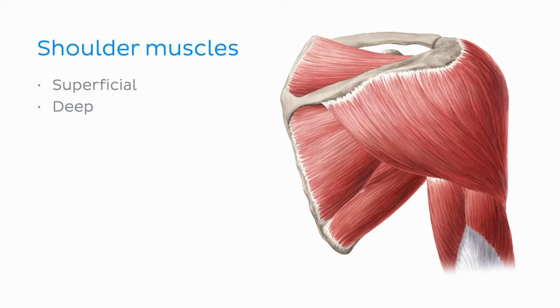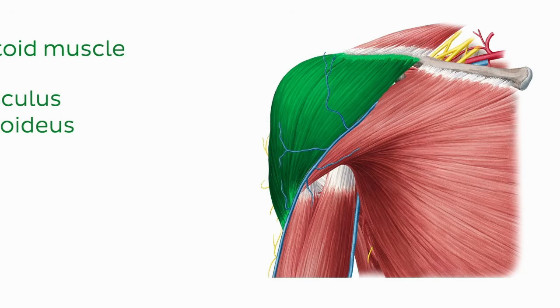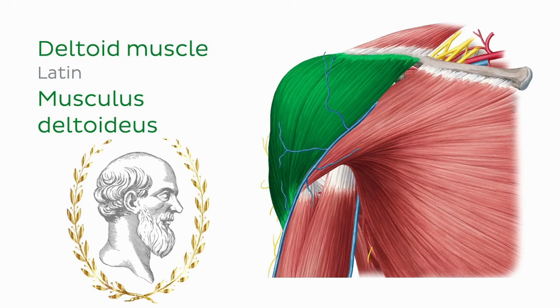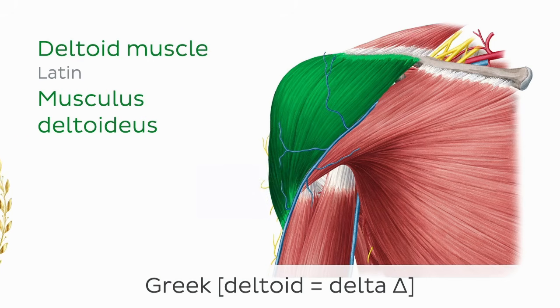The main superficial muscle of the shoulder is the well-known deltoid muscle. This large muscle is a bit like an upside-down triangle extending both anteriorly and posteriorly. Its wide, flat base attaches at the shoulder, with its apex descending to attach to the arm. The anatomists who discovered this muscle must have known their Greek alphabet very well, as they named this muscle after the triangular-shaped Greek letter delta.